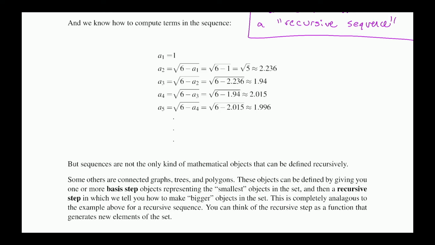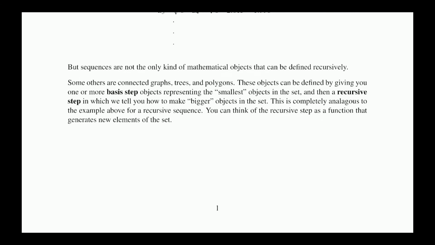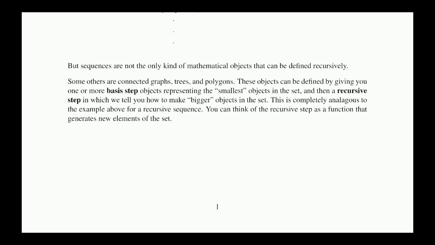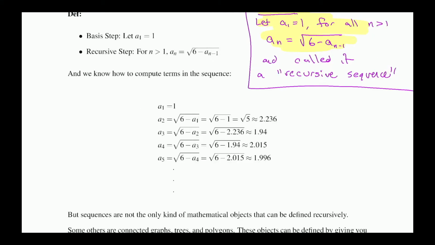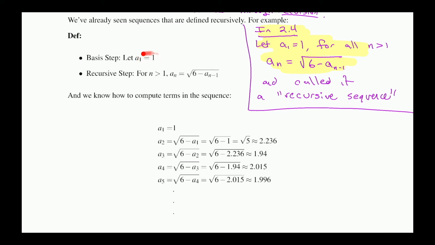Sets can be, as well as these things, graphs, trees, polygons. We're not really going to be dealing with polygons today, but there are other things that can be defined recursively. And the basic idea behind a recursive definition is that you do a basis step where you give the smallest or most basic object in the set. So like in this example, a1 equals 1, that's where you start.